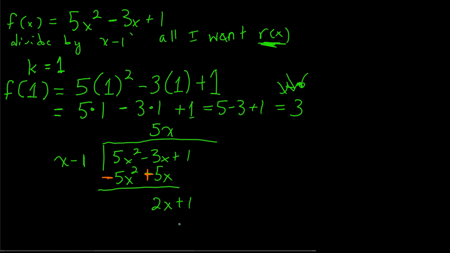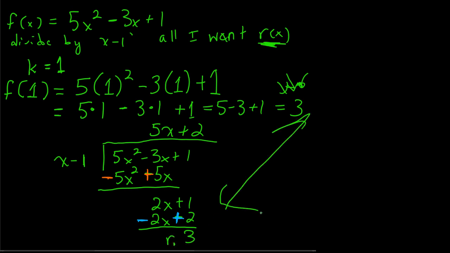Bring down my other term. Now 2x divided by x is positive 2. I'm going to multiply my 2 back through. I get 2x minus 2. I'm going to subtract. So I'm going to change my signs. If I did my job right, these leading terms should cancel, and they do. And 1 plus 2 is 3. Hey, look, I have a remainder of 3. Well, it looks like the remainder theorem works there for me nicely.